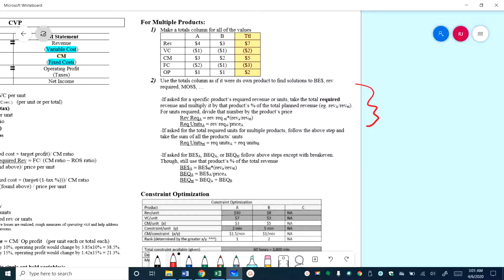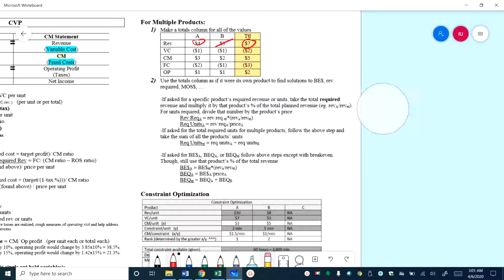Now, that was for required revenue, but it can also go for break even. So if it asks you for the break even revenue for A, so what amount of the break even revenue does A have to contribute to, you would just do the break even total, and then again multiply times the revenue of A divided by total revenue. And then for break even quantity, just divide that by the price. And for break even quantity total, it's the same thing as before. You have to add up all of those break even quantities per product.